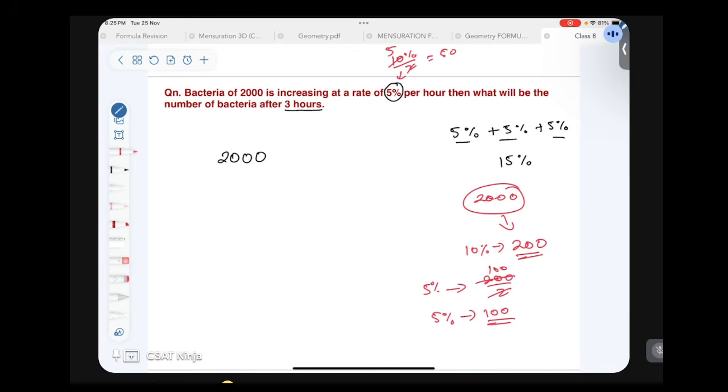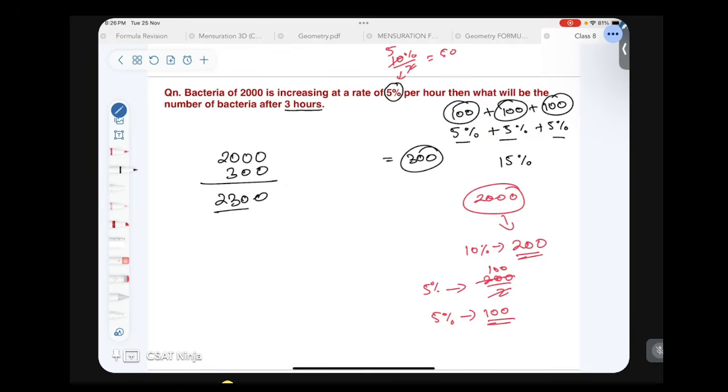Every hour, the bacteria is increasing by 100 because 5%, 5%, 5%. So first hour, 5% increase, which is 100. Second hour, 5% increase, which is 100. Third hour, 5% increase, another 100. Total of how much is increased? Total of 300 is increased, which means 2300 is the answer.